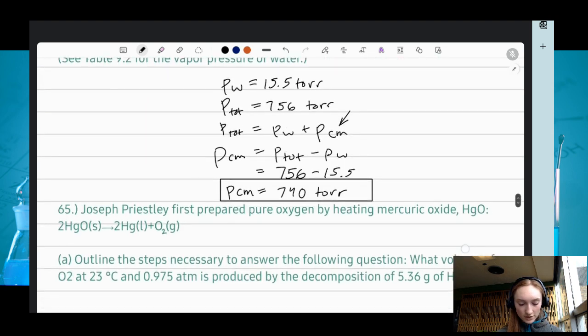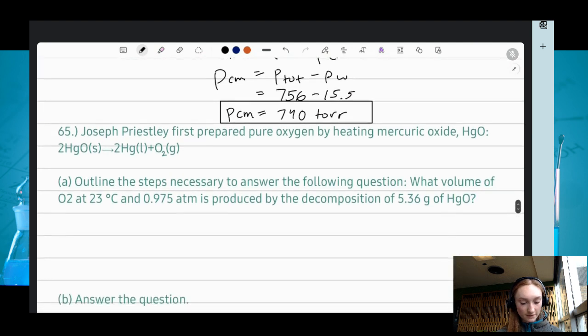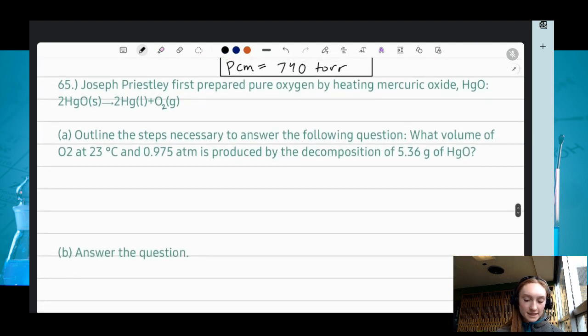So let's move on to question 65. It says Joseph Priestley first prepared pure oxygen by heating mercuric oxide, HgO, that reaction right there. It says outline the steps necessary to answer the following question. What volume of O2 at 23 degrees Celsius and 0.975 atmosphere is produced by the decomposition of 5.36 grams of HgO?